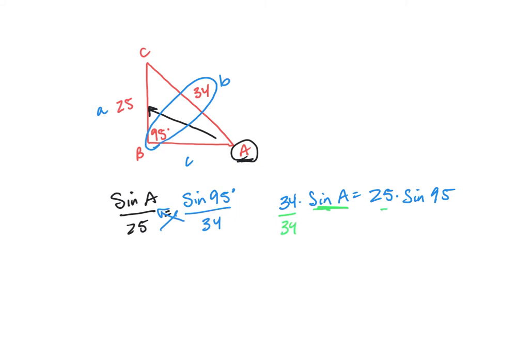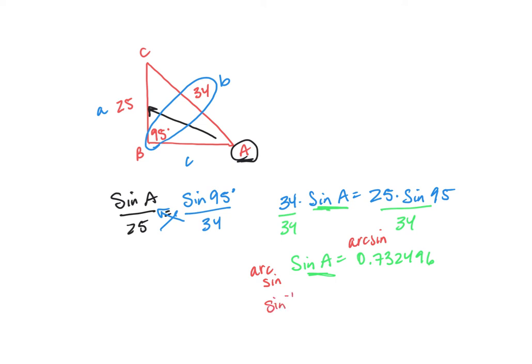That would be a good thing. So we'll divide both sides by 34. Okay, so now I end up with this. The sine of A equals 25 times the sine of 95 divided by 34. So it ends up being something like 0.732496. Okay, now the way we get A by itself is we do what's called an arc sine. Okay, so I'm going to do arc sine of both sides. Now the arc sine is the same thing as sine to the negative 1 power, the inverse sine.